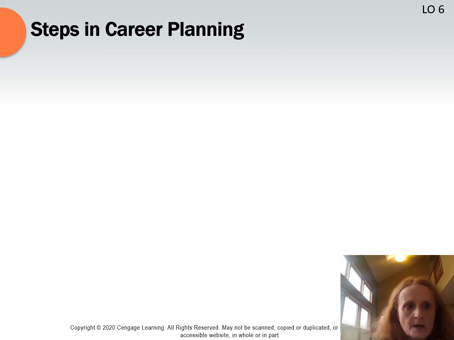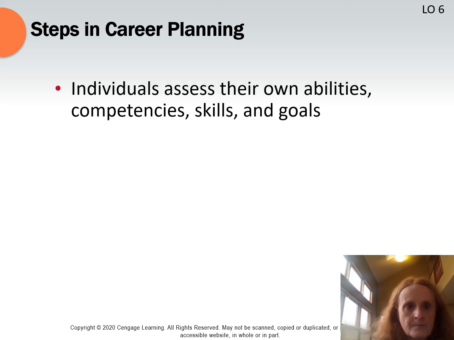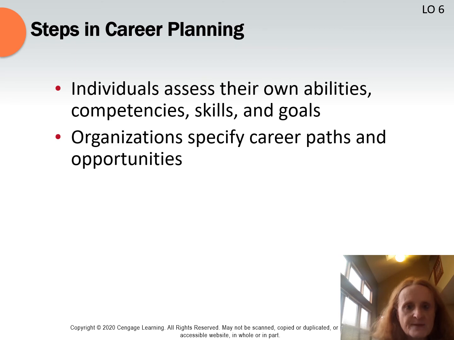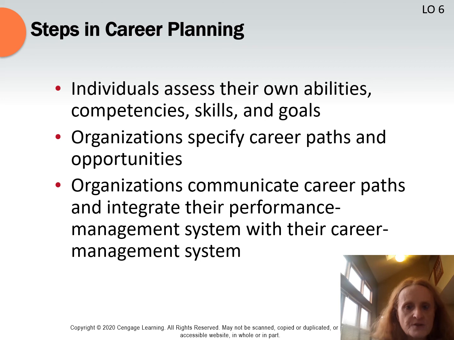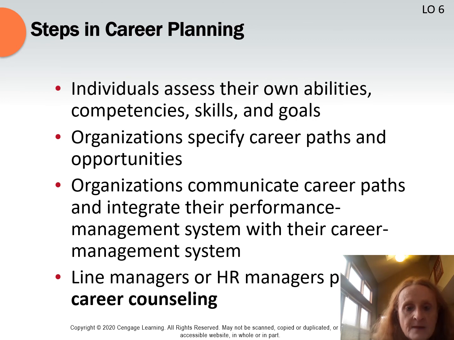And next, we'll talk about steps in career planning. First, we would look at individuals assessing their own abilities, competencies, skills, and goals. Then the organization specifies career paths and opportunities. Organizations communicate the career paths and integrate their performance management system with their career management system. And then line managers or HR managers provide career counseling.